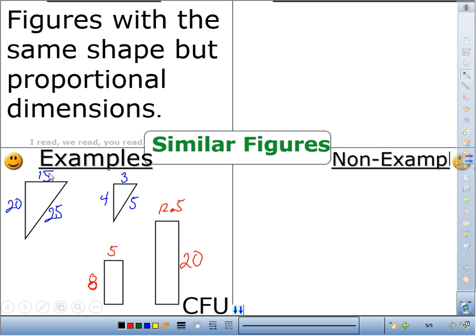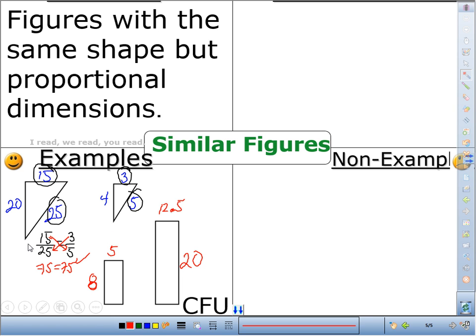I'm going to use this one, 15 and 25, and I'm going to write it as a fraction, 15 and 25. And those are similar to which values on this little triangle? 3 and 5. So now, to find out if they are proportional, all we have to do is cross multiply. What is 3 times 25? 75. What is 15 times 5? 75. Is 75 equal to 75? Yes, that's why they're proportional.